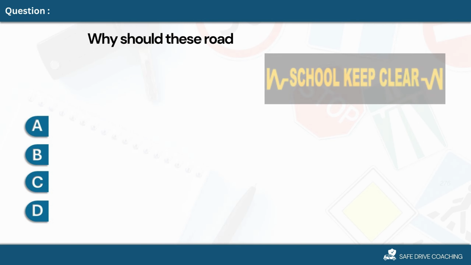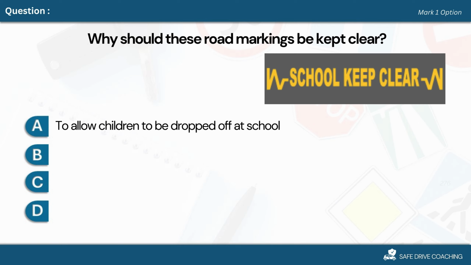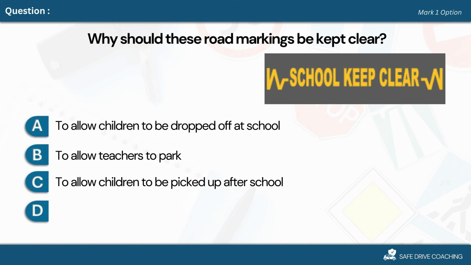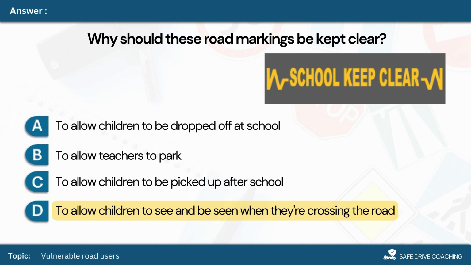Why should these road markings be kept clear? A. To allow children to be dropped off at school. B. To allow teachers to park. C. To allow children to be picked up after school. D. To allow children to see and be seen when they're crossing the road. The correct answer is D. To allow children to see and be seen when they're crossing the road.